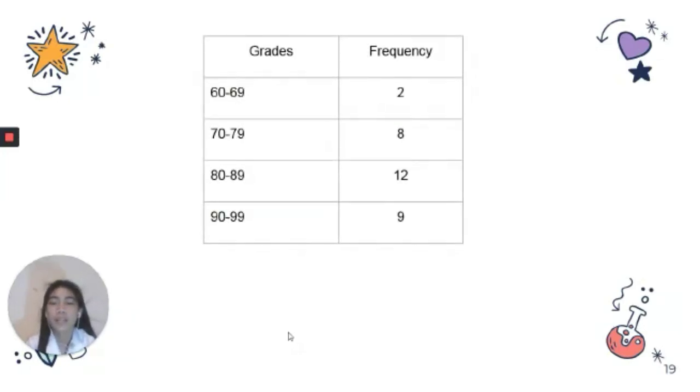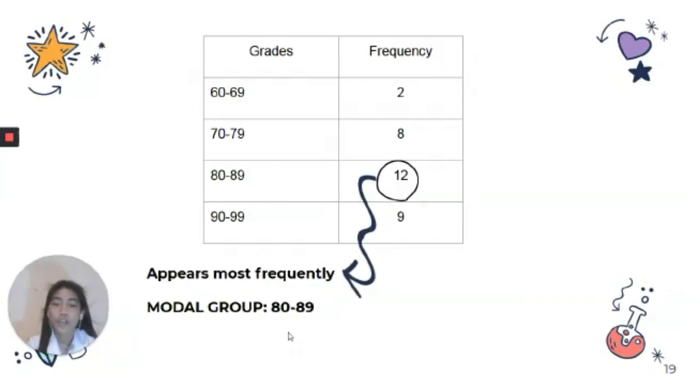So, as we can see from the table, kinuha ko lang po yung data galing sa mean and median. So, unang tingin pa lang, alam na natin kung alin yung mode. Yun yung 12. Kasi yun yung may frequency na 12, siya yung may pinakamataas na frequency. So, ang modal group niya is 80 to 89.